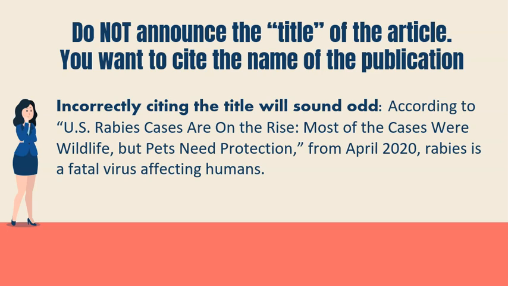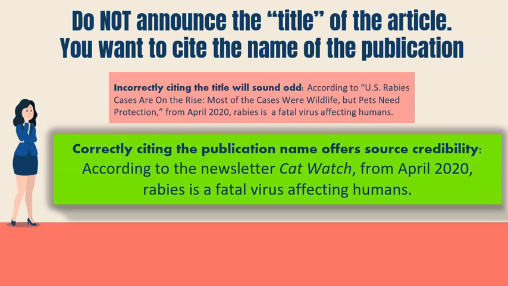From April 2020, rabies is a fatal virus affecting humans. You'll see that the title was extremely long, and it's kind of cumbersome to say. This is different than if we'd cited the name of the publication instead of this title. Correctly citing the publication name offers source credibility, since it explains where the information is coming from instead of the title of the actual article.